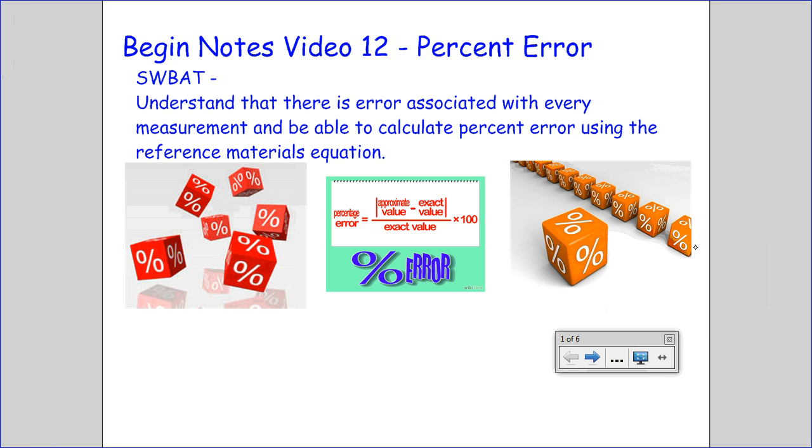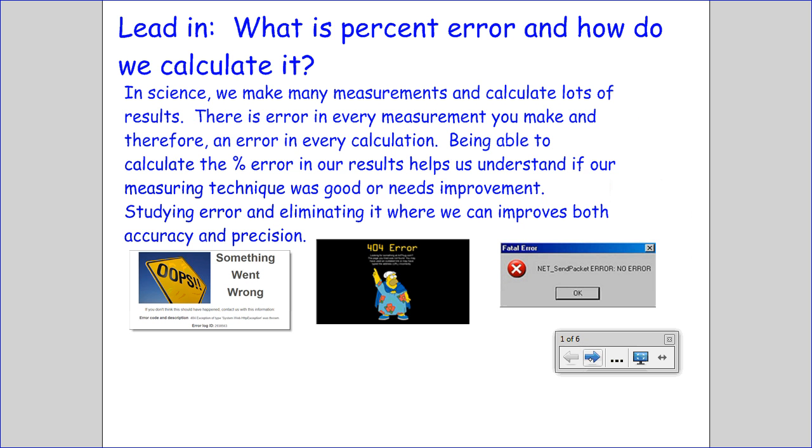Hey friends, MoNaCo here. Last video in the unit, percent error. So percent error, you're going to understand that there's error associated with every measurement, and you have to be able to calculate a percent error compared to the accepted values using a reference material. Okay, so that's what today's lesson is about. What is percent error and how do we calculate it?